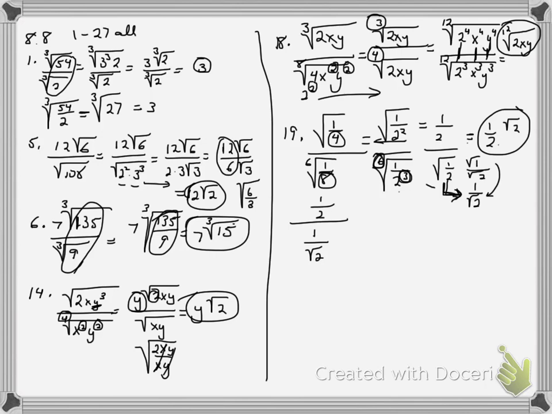Well, what do you do with a complex fraction? You divide. This is division, so I'm going to multiply by the reciprocal. The reciprocal would be the square root of 2 over 1, times 1/2. Okay, square root of 2 over 2. Right? Okay, let's see what else I might want to do.